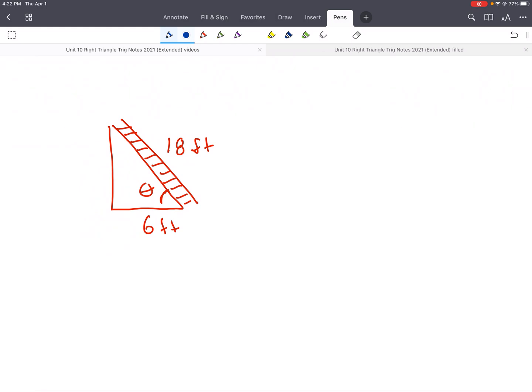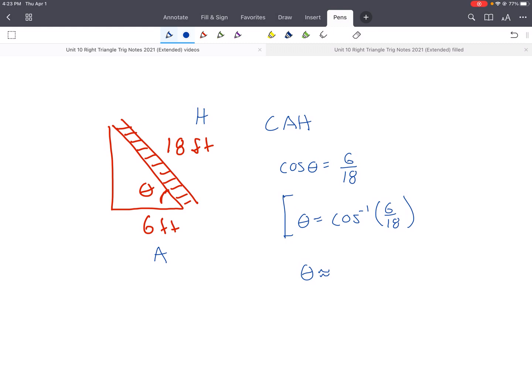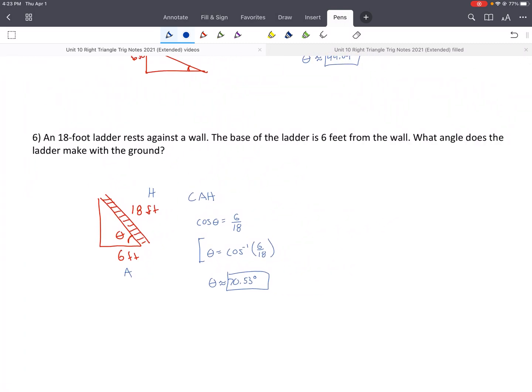Okay, so label your sides. We have our hypotenuse and our adjacent, so we'll use cosine. Cosine of theta is equal to adjacent over hypotenuse, and you solve for theta. I'm okay if you just set it up straight away and just do cosine inverse, since you know we're solving for an angle, so we'll need to use the inverse. Okay, and we'll get theta is approximately equal to 70.53 degrees. So that is using trigonometry to solve application problems.